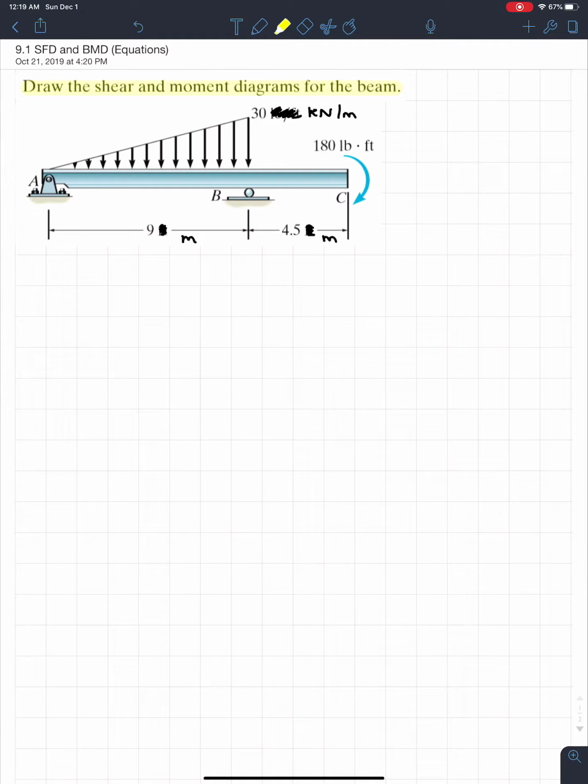Again, it was in imperial units, but I just switched it to metric to make it nice and easy. Oh, actually I didn't switch it enough. So we got to change this to kilonewton times meters.